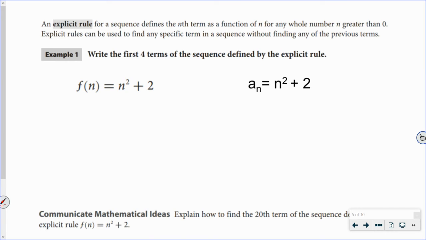Now, we can write what we call an explicit rule. You need to write this definition down. An explicit rule for a sequence defines the nth term as a function of n for any whole number n greater than 0. In sequences, it makes sense that we don't have a 0 term. We can't have a 0 lap, can we? So explicit rules can be used to find any specific term in a sequence without finding any of the previous terms. Basically, an explicit rule is just a function rule.